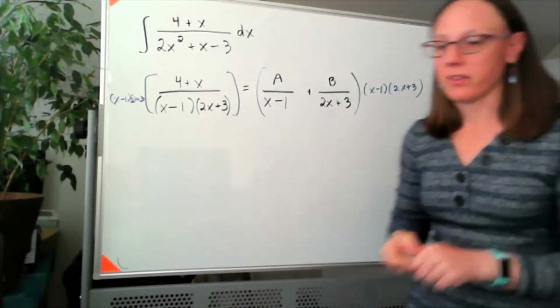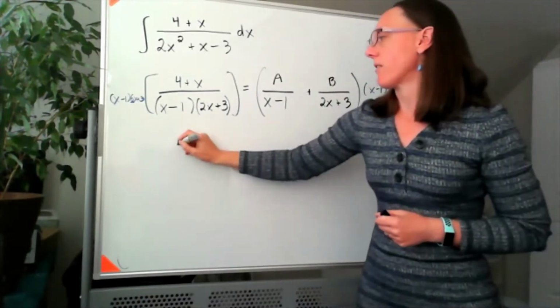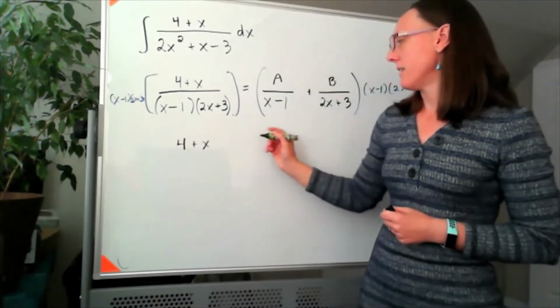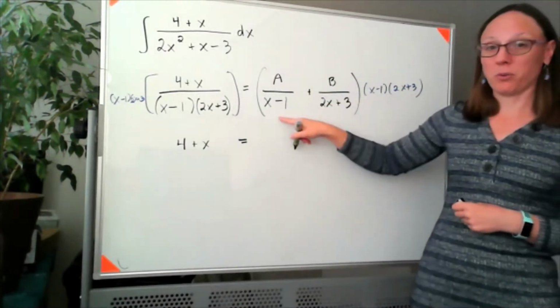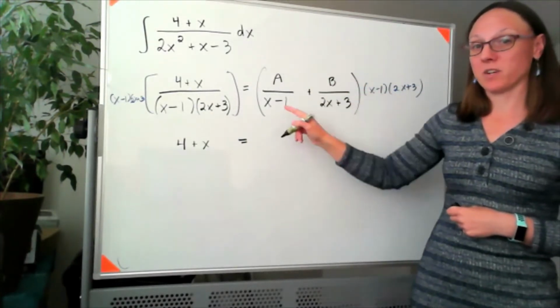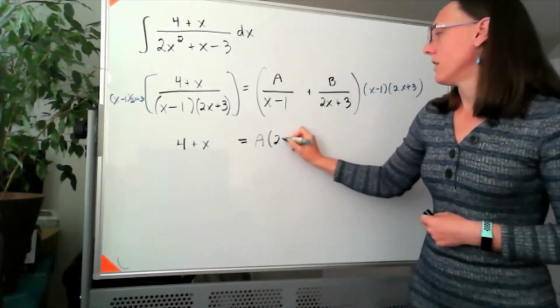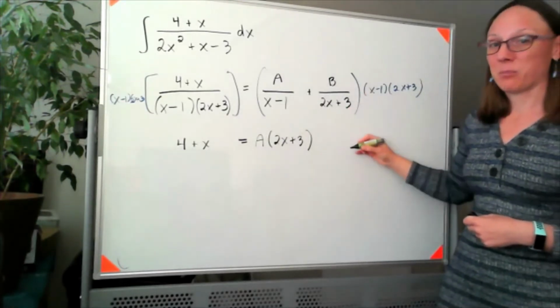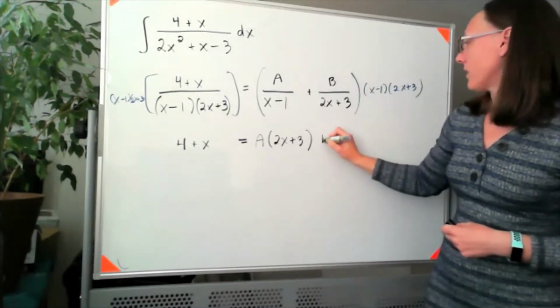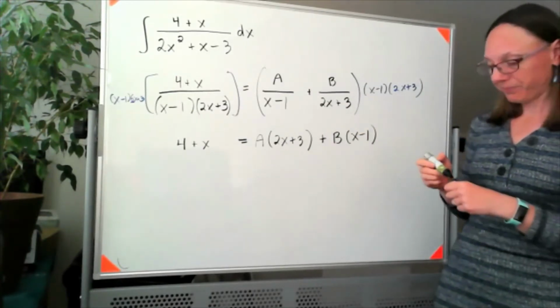Well, when I distribute all that out, on the left-hand side, we're just left with 4 plus x. And on the right-hand side, when I multiply into the first piece, the x minus 1s will cancel, and I'll be left with a times 2x plus 3. And when I distribute into the second piece, I am left with b times x minus 1.